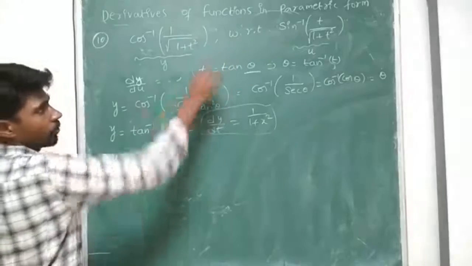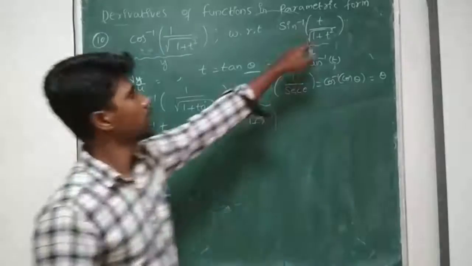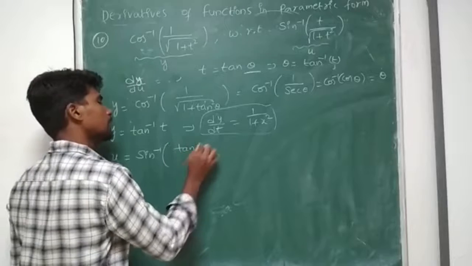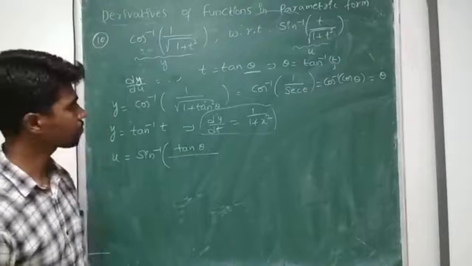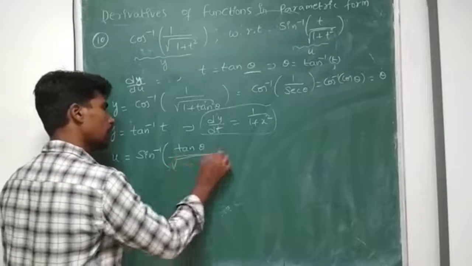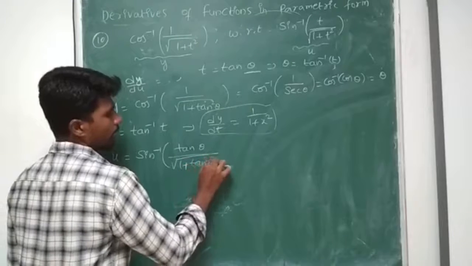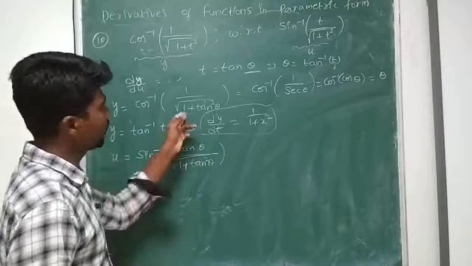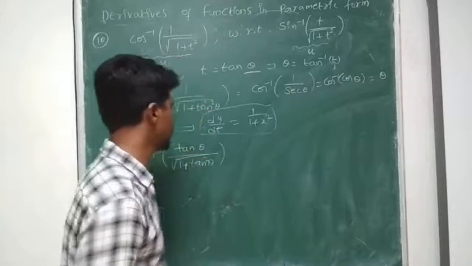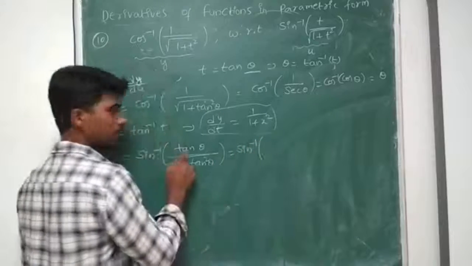u is equal to sin inverse of t. Replace t by tan theta, whole divided by root of 1 plus t square. So root of 1 plus tan square theta. This is what we did just now. Root of 1 plus tan square theta is secant theta. So we can replace it, which is nothing but equal to sin inverse of tan theta.